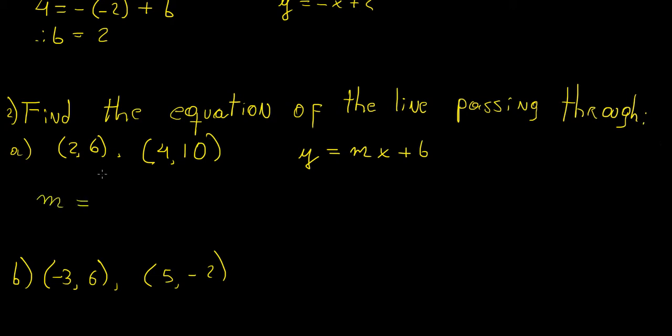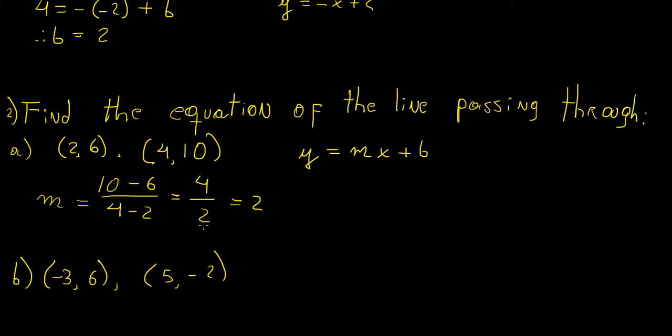And as we have done before, remember that in order to find the gradient from 2 points, all you need to do is subtract the y coordinates, so that's going to be 10 minus 6. And then you subtract the x coordinates from the bottom. So now we're going to have 4 divided by 2, which is 2. So we already found the gradient.